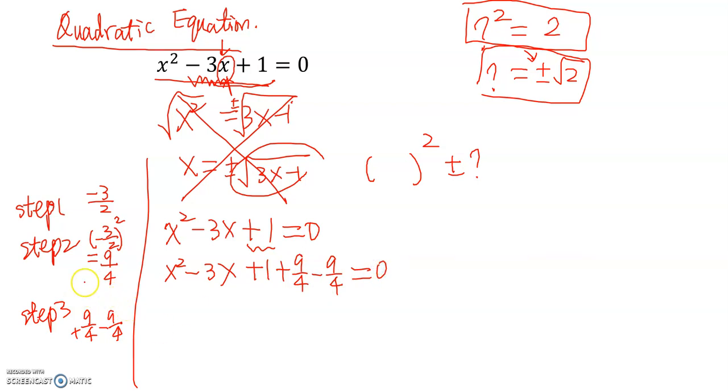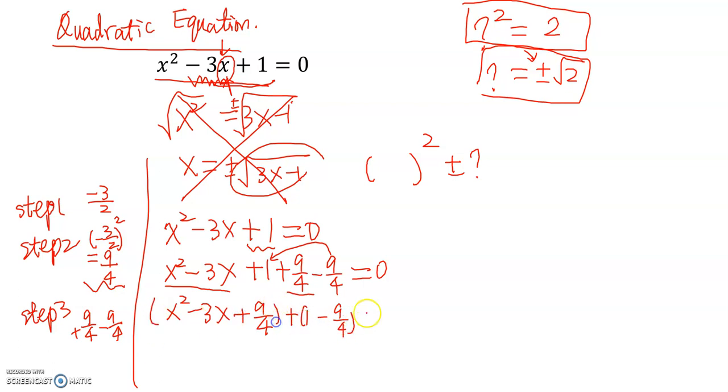And the reason to do this is because we can use x squared minus 3x, these two terms, plus the number we have, this one, and combine the other two. Combine the 1 and negative 9/4. So put these two together and put these three together. And that is going to be a perfect square by the way we're doing it.